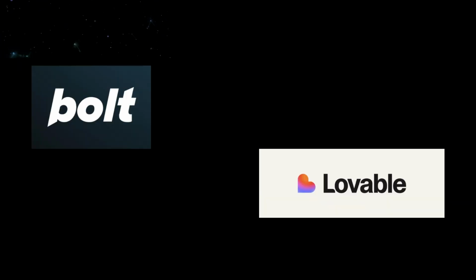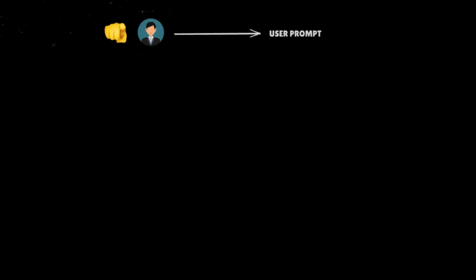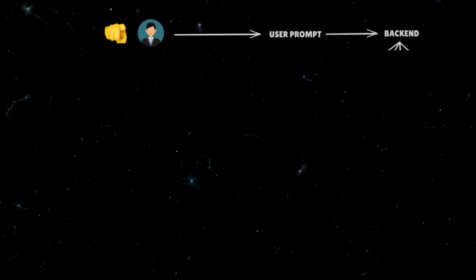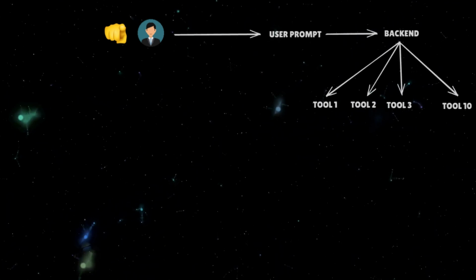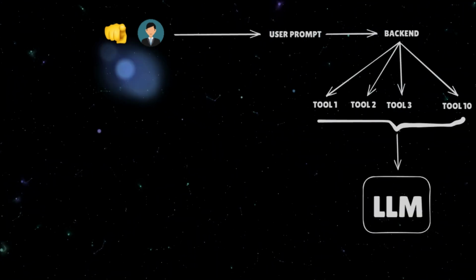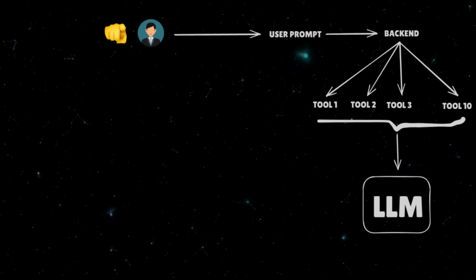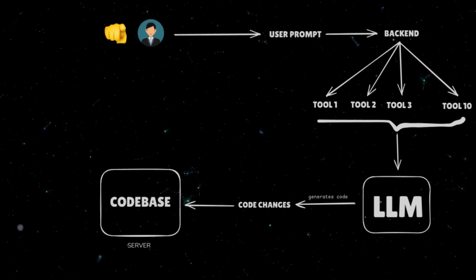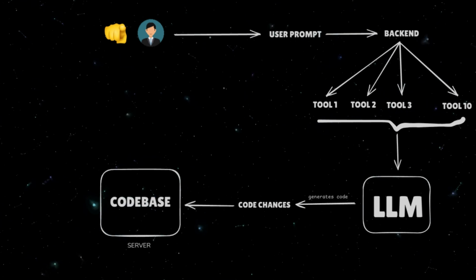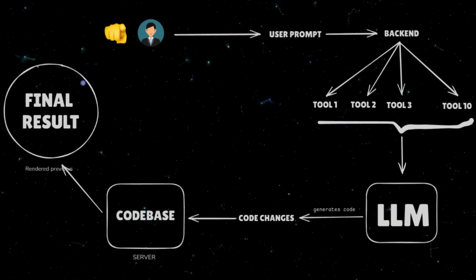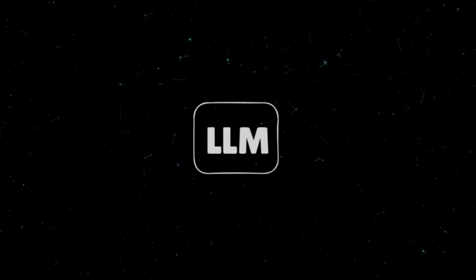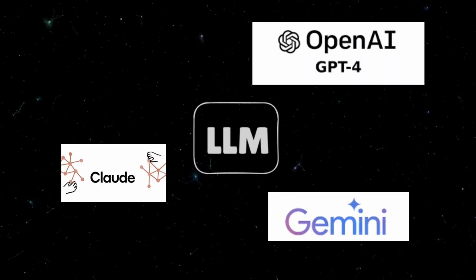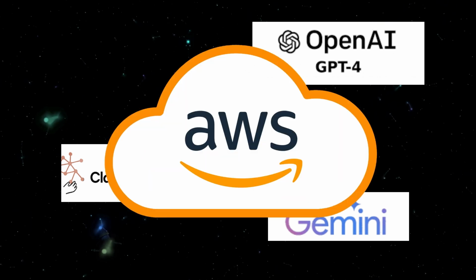So let's start with the big idea. When you use an online tool like Bolt or Lovable, here's what happens every time you type in a prompt. You, as a user, give a user prompt. This prompt is sent to the backend, which contains various tools. These tools send it to an LLM, and the LLM gets back with code. This code is applied to the code base, and the result is shown to you via the browser. Basically, everything revolves around a giant AI model like Claude, GPT-4 or Gemini that sits in the cloud and gives you responses.